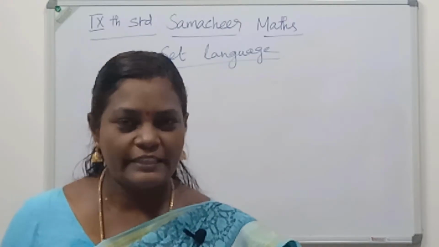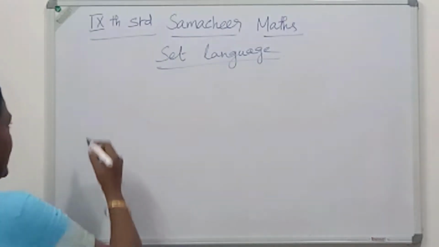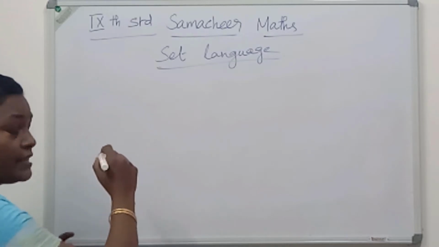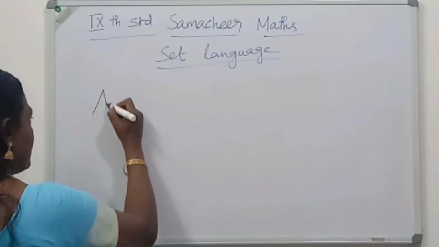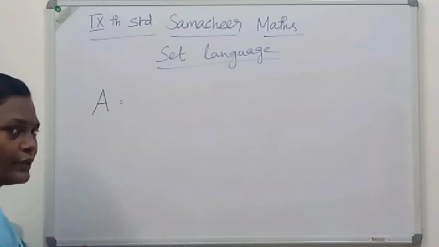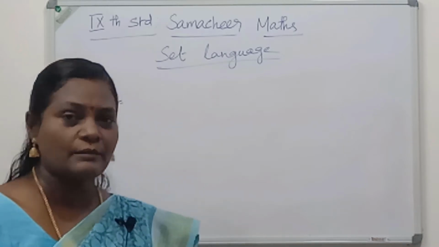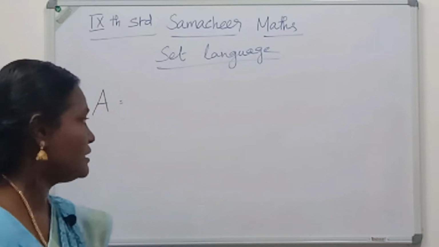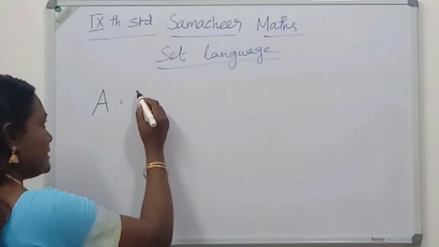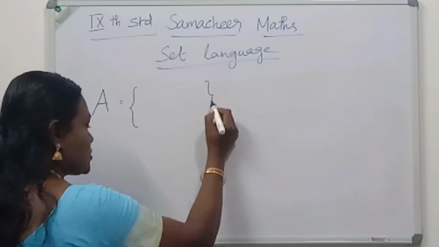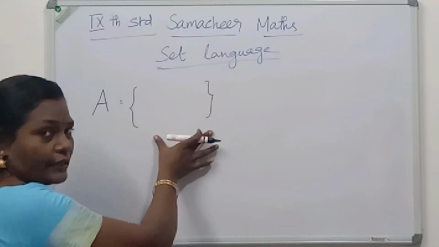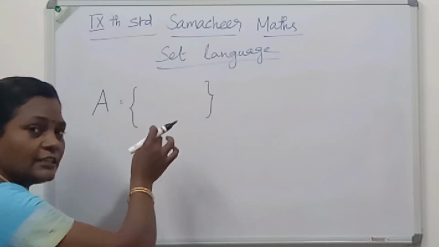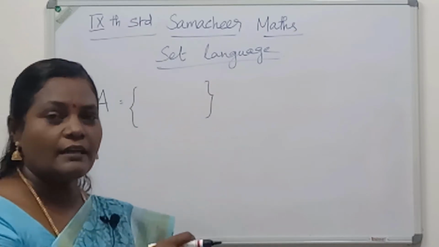A set is usually denoted by capital letters like A, B, C, D. Now we can take a set A. How do you write the set in a mathematical way? We have to write the set inside set notation, which is curly brackets. Inside these curly brackets, we write the elements of the set.